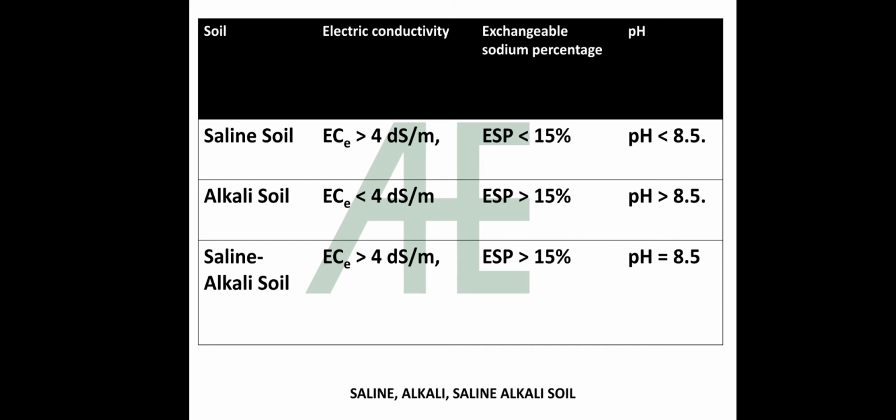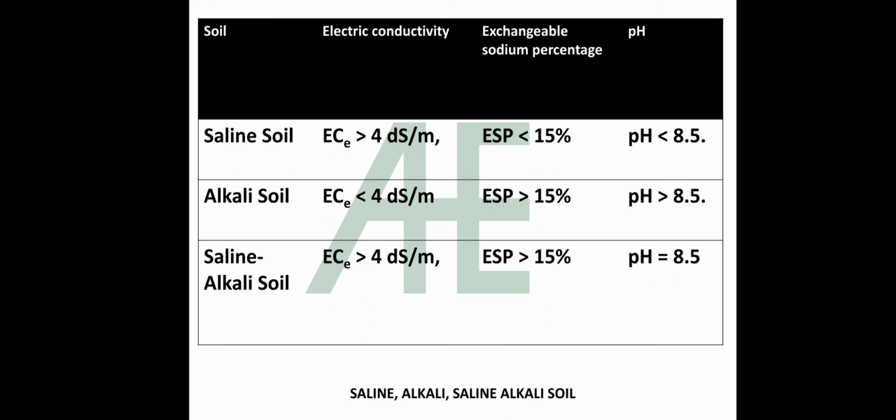Now in case of exchangeable sodium percentage, as I mentioned, alkali soil has ESP greater than 15% and saline soil has ESP less than 15%. As saline soil is acidic, pH is less than 8.5, and alkali soil is basic, that's why pH is greater than 8.5. Now there is another type, saline alkali soil. This type of soil contains properties of saline and alkali soil together.